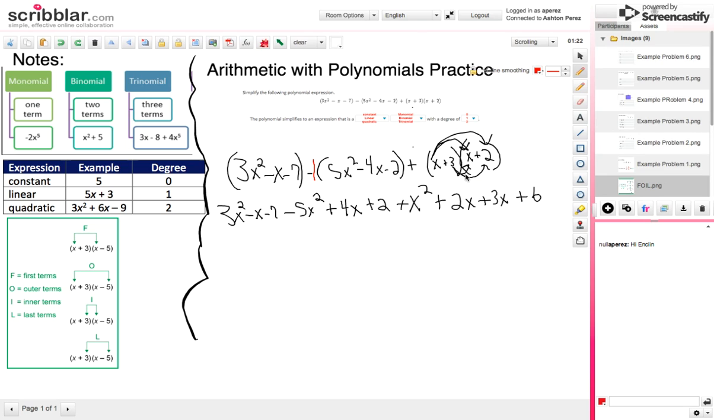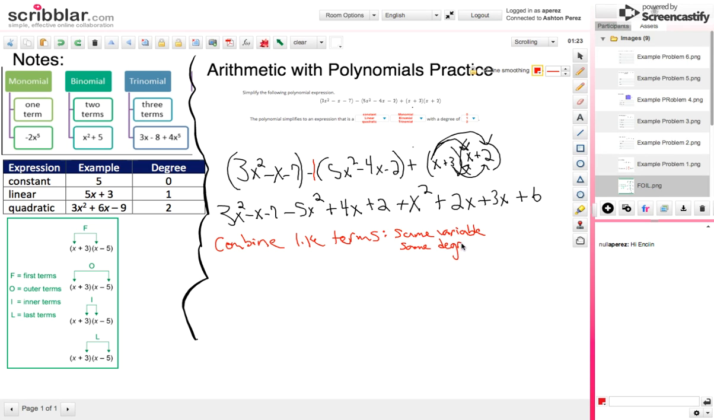Okay, so we simplified everything from this line. Now what we're going to do is combine like terms. Again, you should be very familiar with this phrase, combine like terms. What this means is that we're going to combine everything that has the same variable and the same degree.